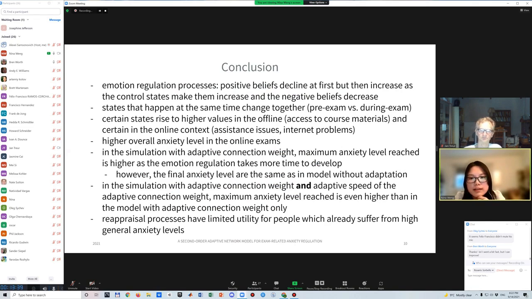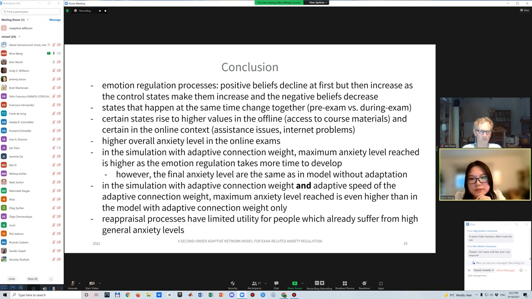Here we have some conclusions for our work. Although we do not have any empirical data to test our results, our theoretical simulation confirms what we expected would happen, and now we briefly sum it up here. First of all, the emotion regulation process worked as stated. We observed some decline in positive beliefs when anxiety kicks in, but the control states get stronger, and then positive beliefs get stronger and the negative ones get weaker.